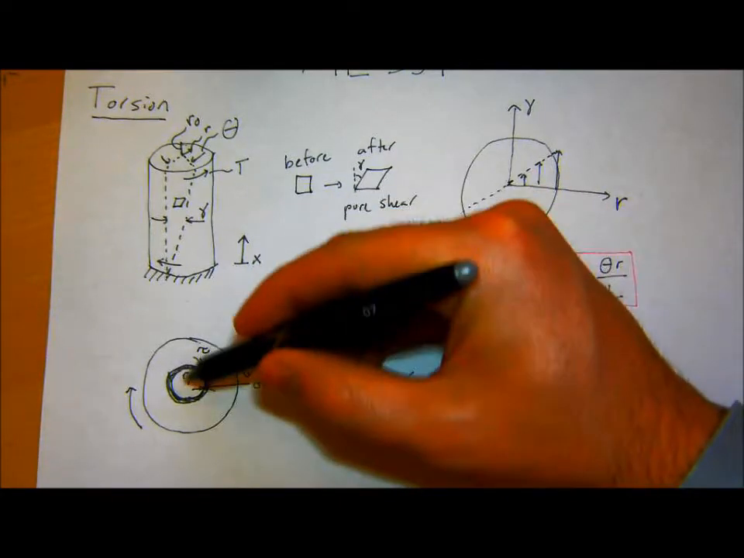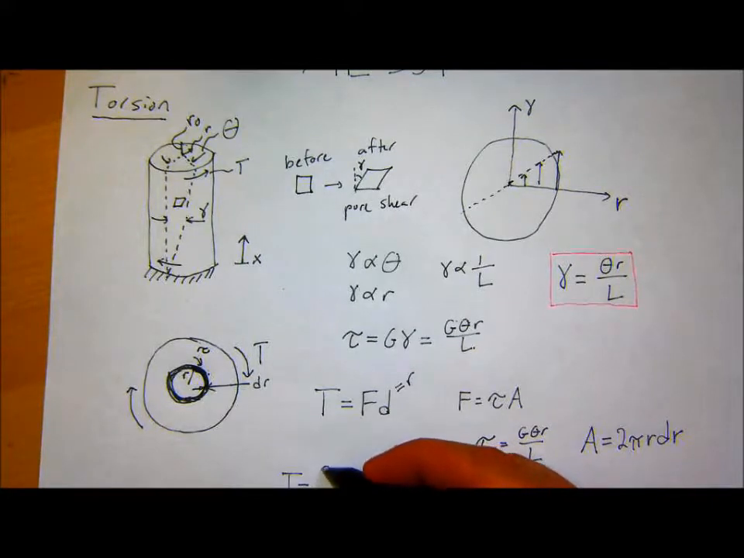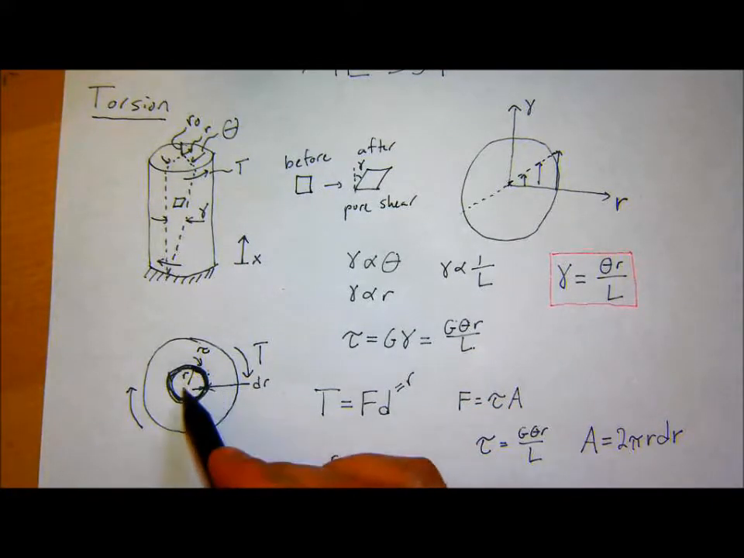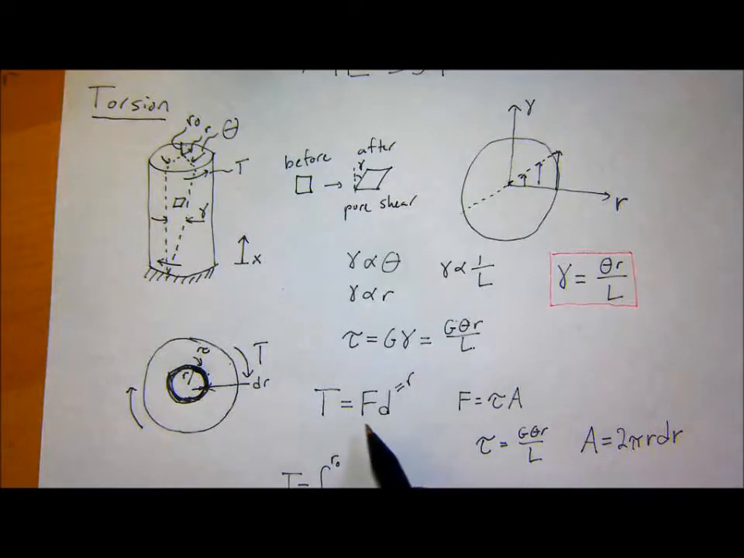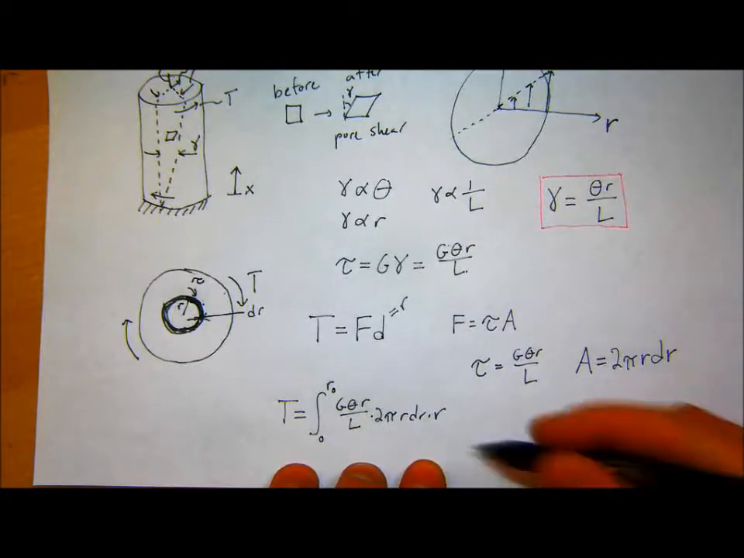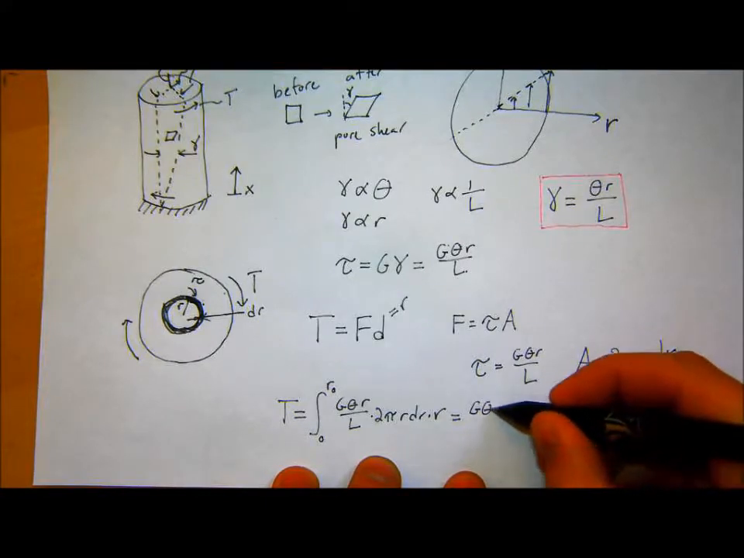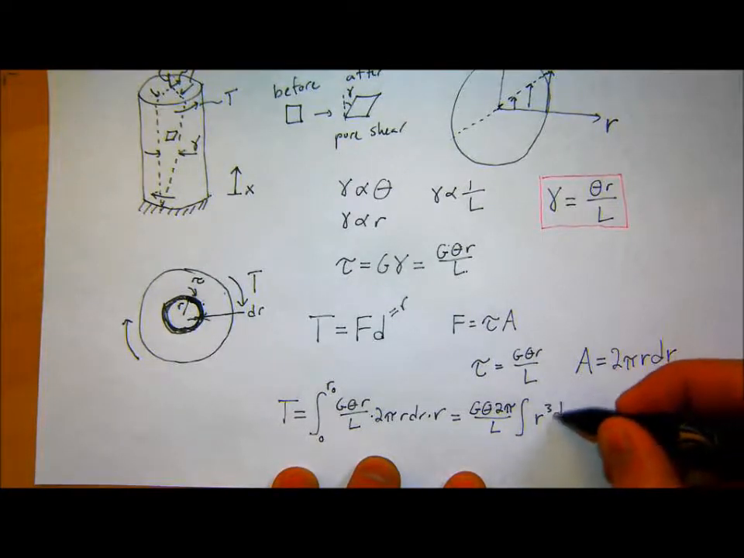So what I can do is say that torque now is an integral from zero to r naught, because now I'm summing up all the torques, the shear stress at every point, to balance out the torque. Force G theta R over L, area 2 pi R dr, and there's an extra R there. So I can pull some stuff out that's not r: 2 pi over L, integral of r cubed dr, from 0 to r naught. So this is just reorganizing this equation.